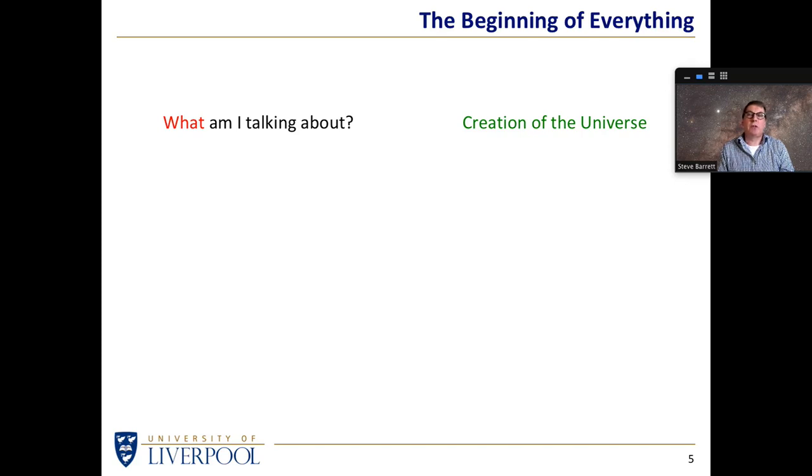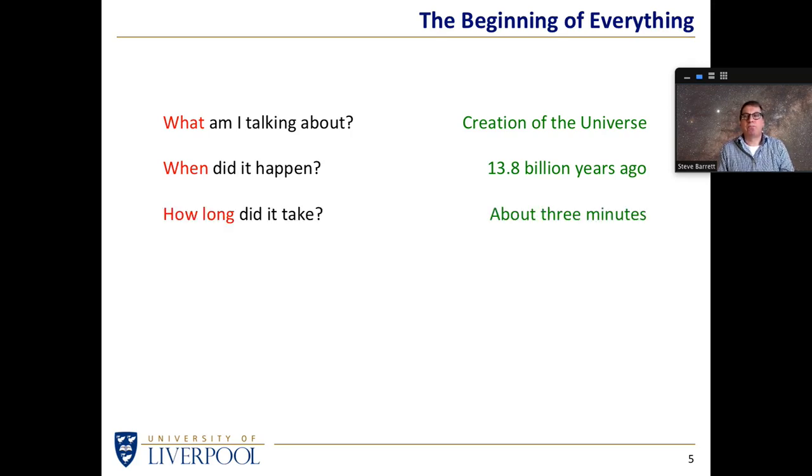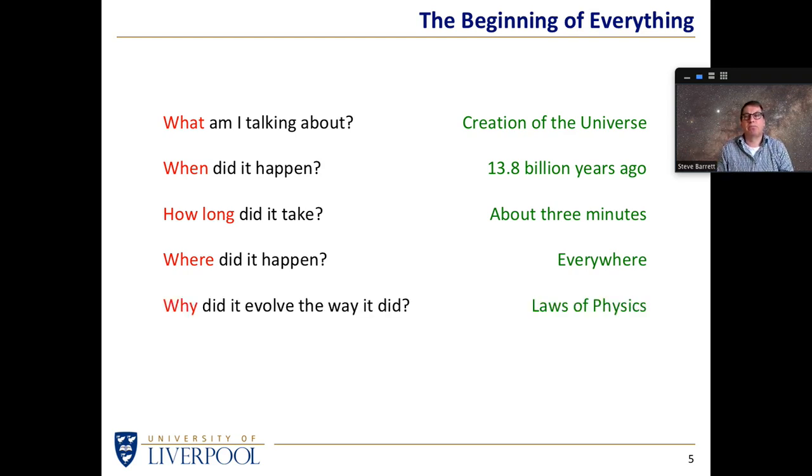So I'm talking about the creation of the universe. When did that happen? 13.8 billion years ago. How long did it take to make a universe? Well, about 2 or 3 minutes, and you'll see why shortly. Where did it happen? Some people ask, well, where did the Big Bang take place? You have to remember the Big Bang was the origin of everything, and therefore the Big Bang happened everywhere. You can't point to one part of space and say it happened over there.